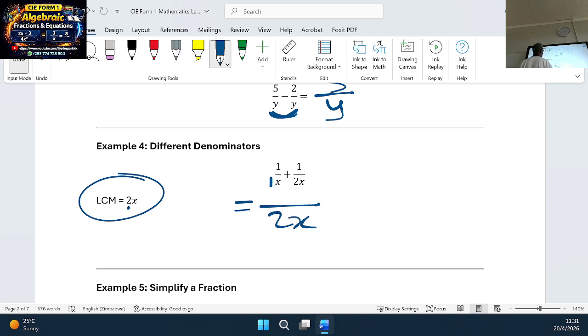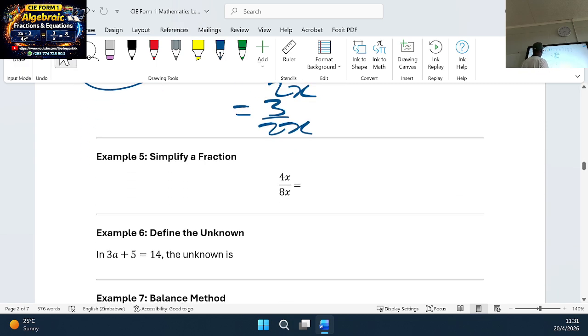And what do I do? I can divide 2x by x first, it gives me 2 times 1, then there will be 2. Plus, when I divide 2x by 2x, it gives me 1 times 1 there, I get a 1. So finally, I'll end up having 3 over 2x as my sum of those two fractions.